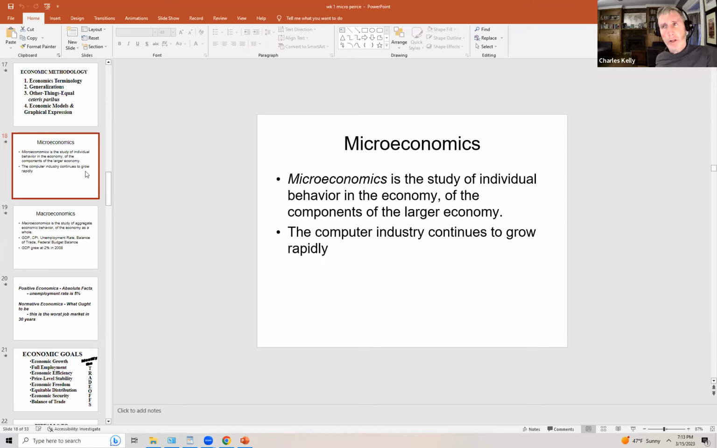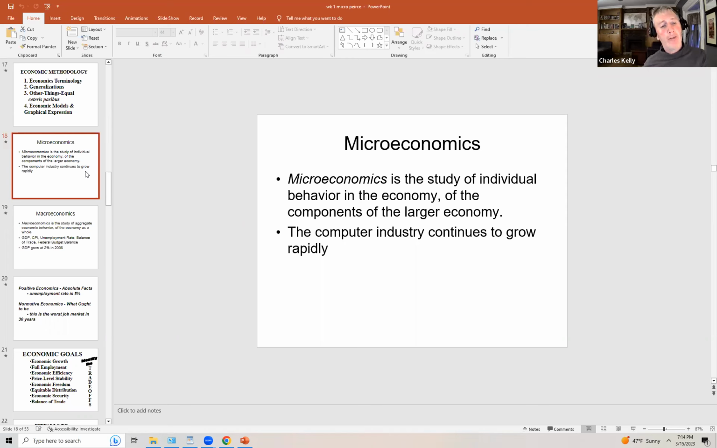Now, these two divisions are not mutually exclusive. For instance, what about the oil industry? Is that a micro topic or a macro topic? Well, you could argue it's micro from the standpoint that it's just one industry, but you could argue it's macro because the price of oil influences everything, like the price of gasoline and heating, and giant operating firms and such. So they're not totally mutually exclusive.